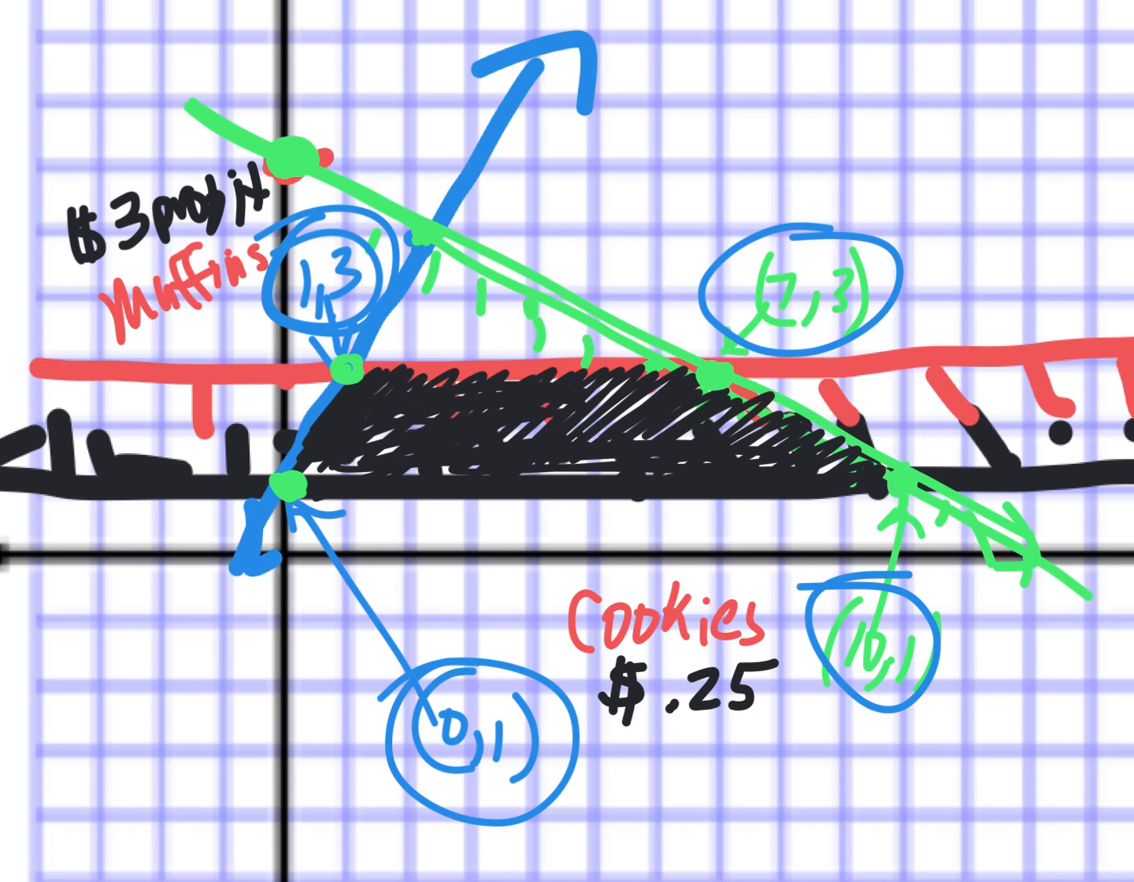Now, what you figure out is what's the ultimate combination? What makes you the most money? Think about it. Is it likely to be 0, 1? You're only selling one Y, which is muffin.